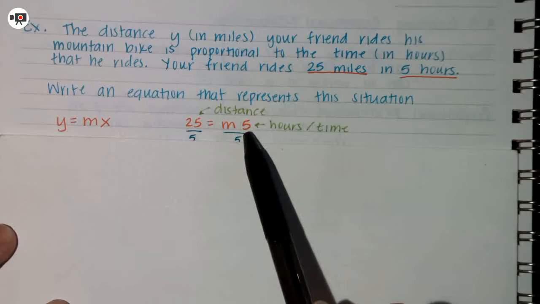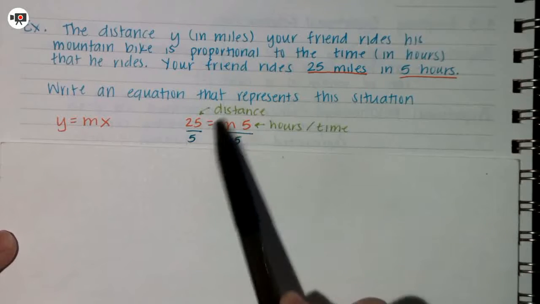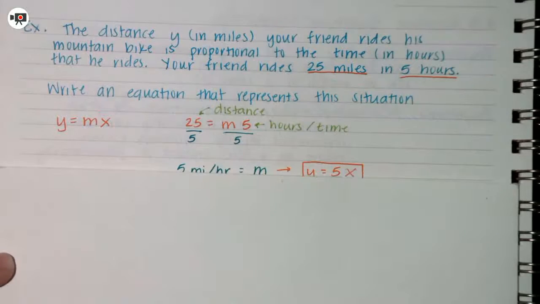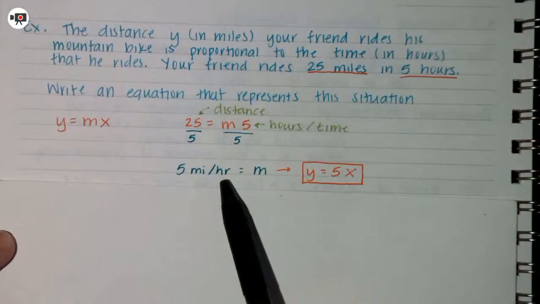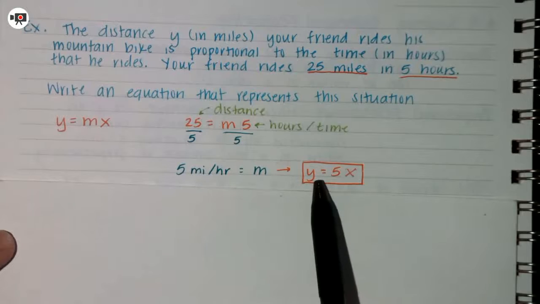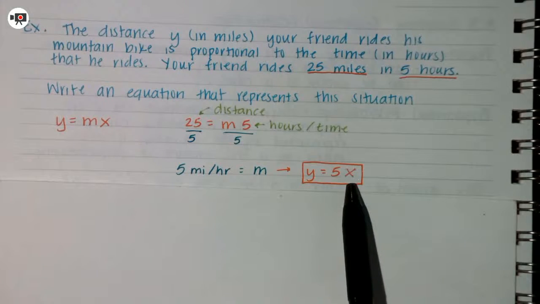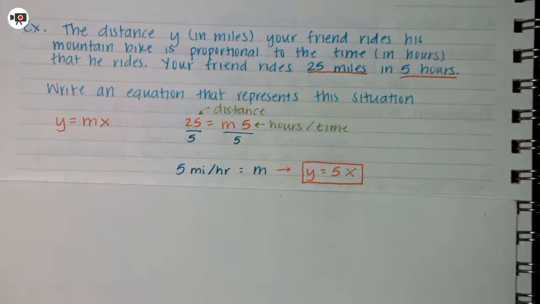But I do have time, and that's going to go in for x, and that's 5 hours. So if I find the rate, I would divide each side by 5 to get 5 miles per hour for m, which in my equation, that's going to be y equals 5x. So this is my equation.